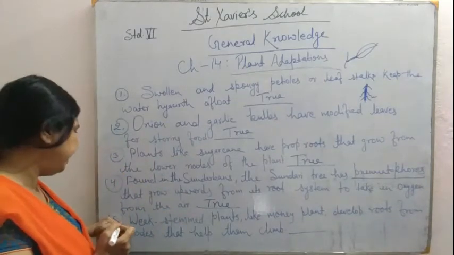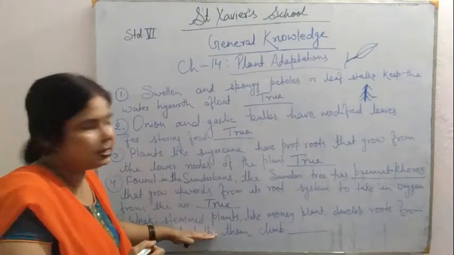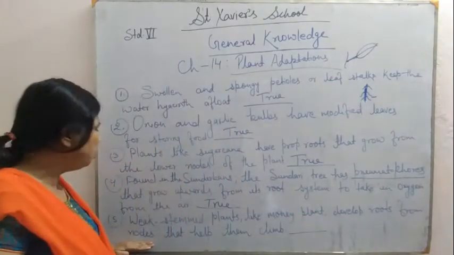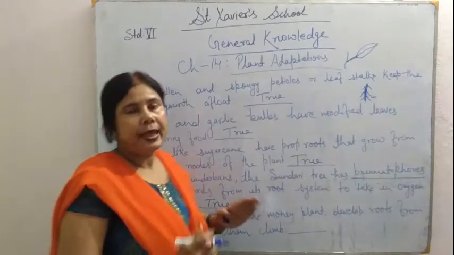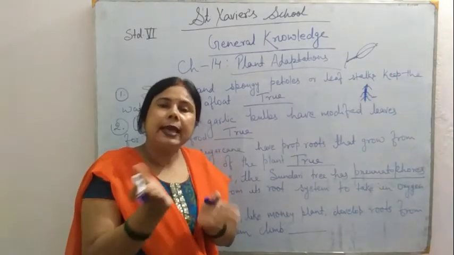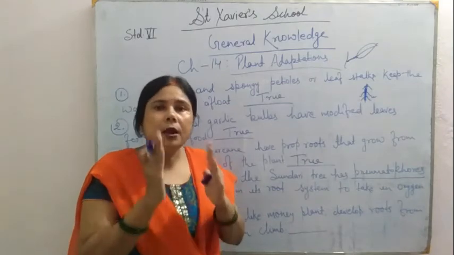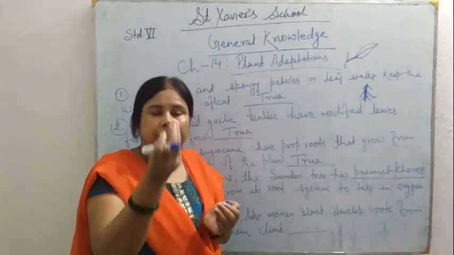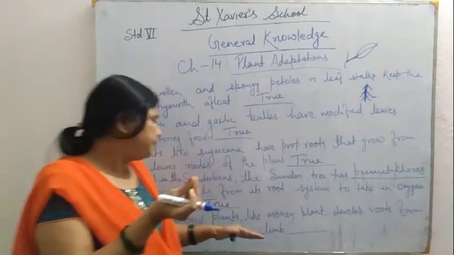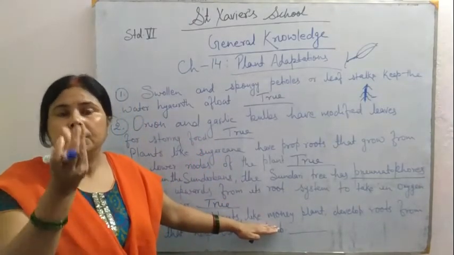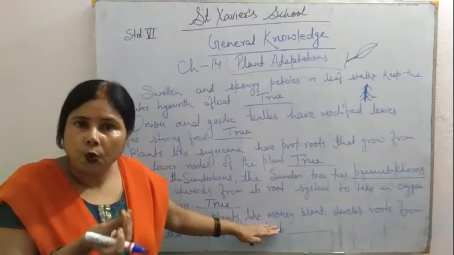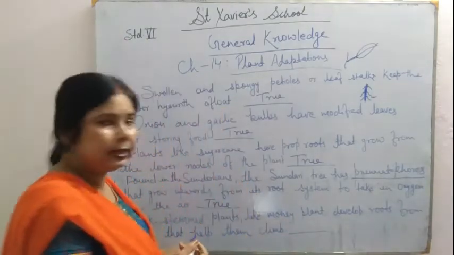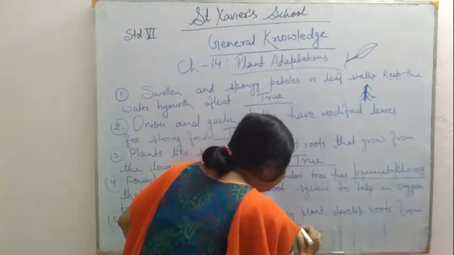Now the next question is, weak stemmed plants like money plants develop roots from nodes that help them climb. Actually children, plants having weak stem are not able to climb up without any support. So in such plants like money plant, some roots grow at the nodes and these roots help them to climb up. So this is a correct statement. True.